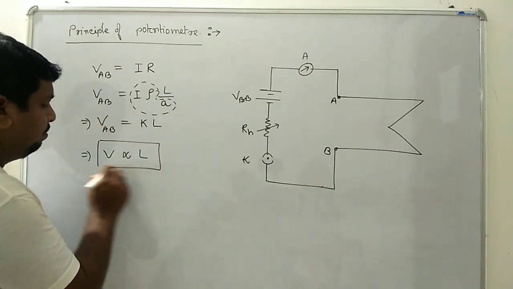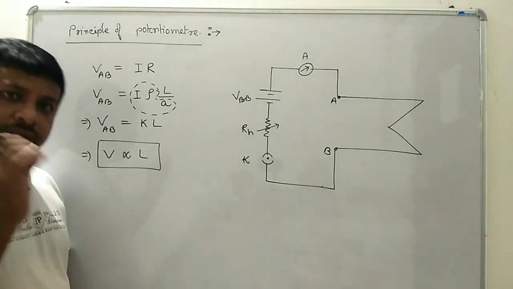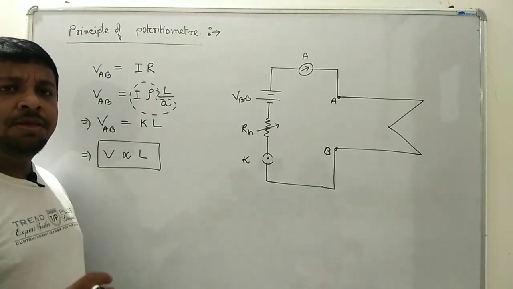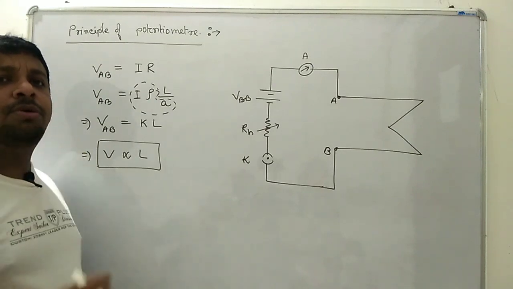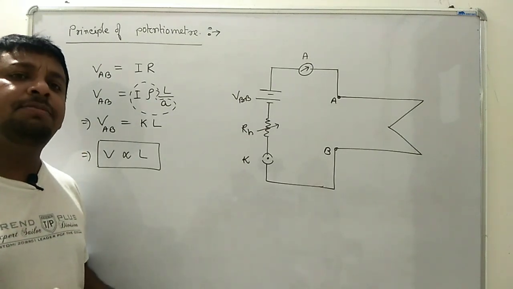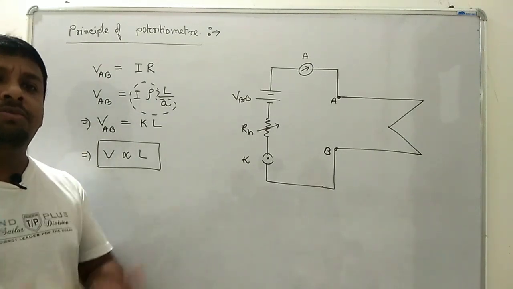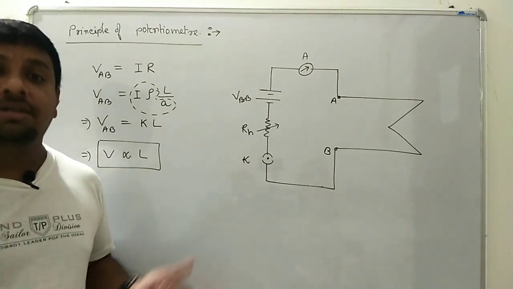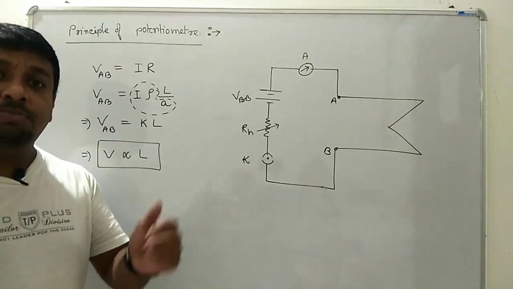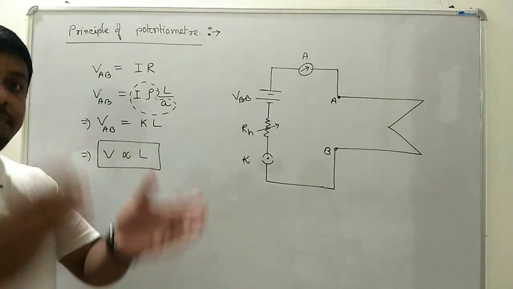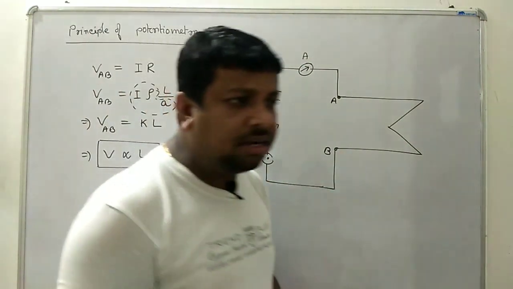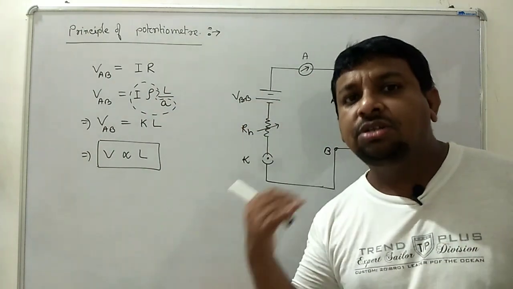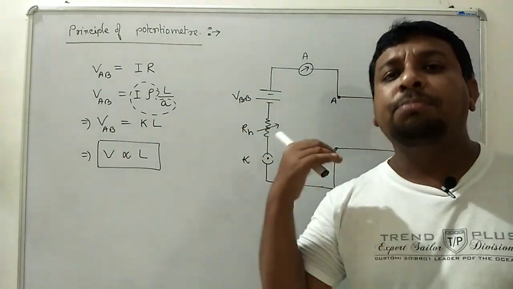So this is the principle of potentiometer. What is the potentiometer principle? If steady current is flowing through a circuit, then the potential difference across the two ends of the conductor is directly proportional to the length of the conductor. So this is the principle of potentiometer.